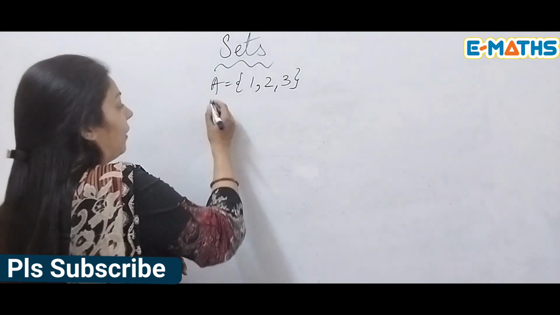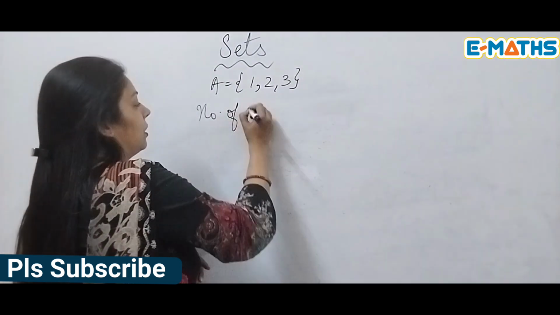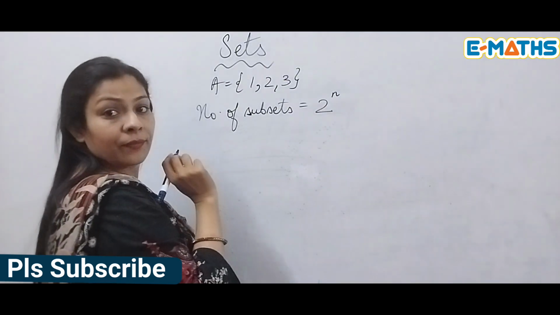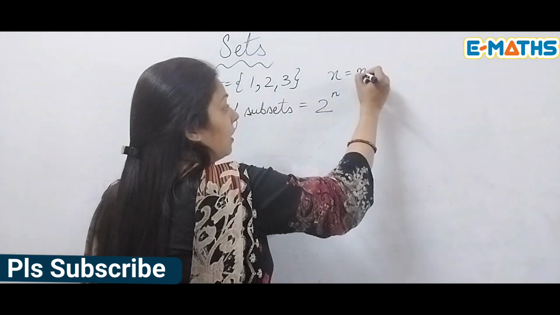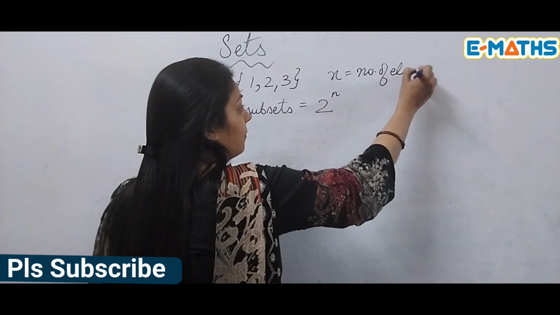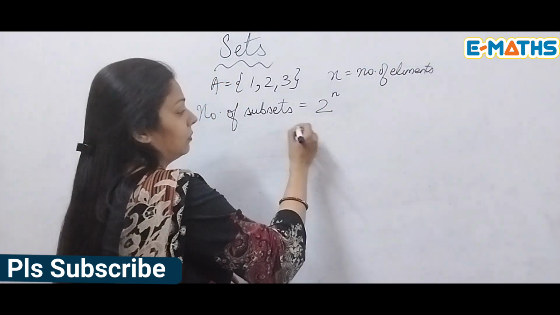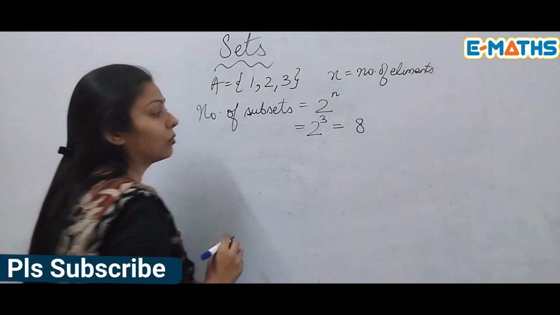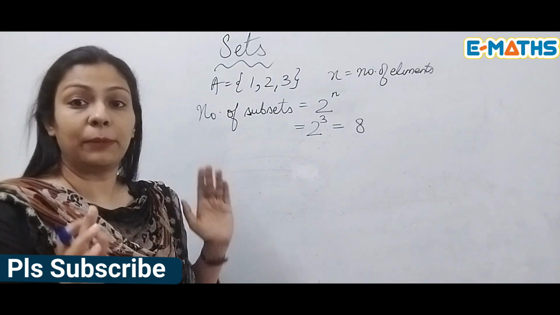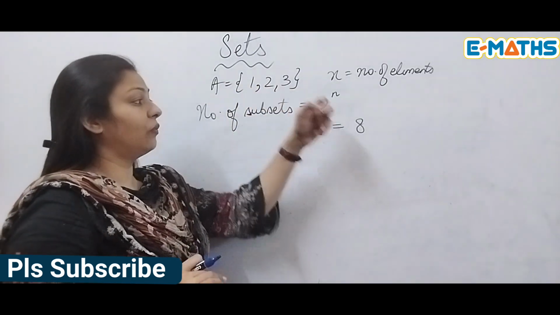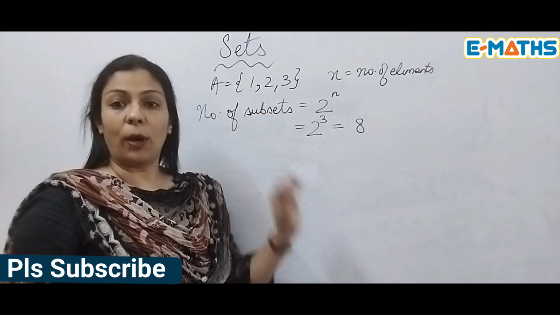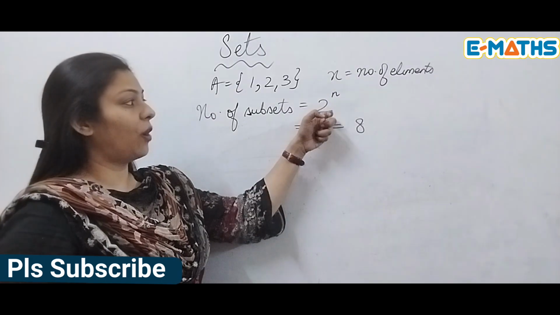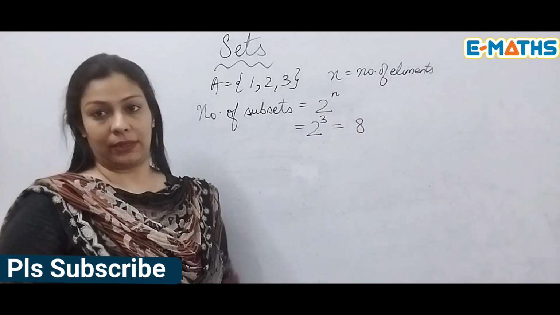Now, to find the number of subsets, you need to remember this formula, which is 2 to the power n. Here n stands for number of elements. And you know that the number of elements over here is 3. So that means it will be 2 to the power 3, which gives you 8. That means if you have to form subsets out of it, you will form 8 subsets. And proper subset is always 1 less than the number of subsets. That means your formula will be 2 to the power n minus 1.